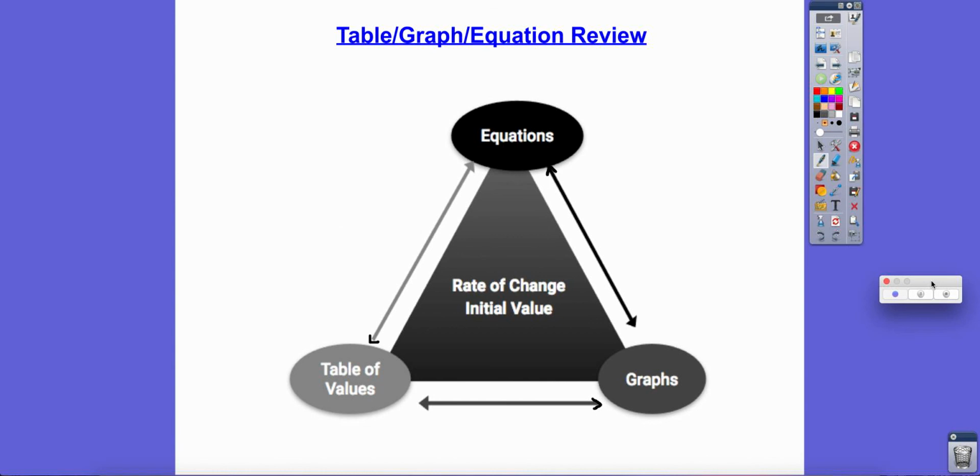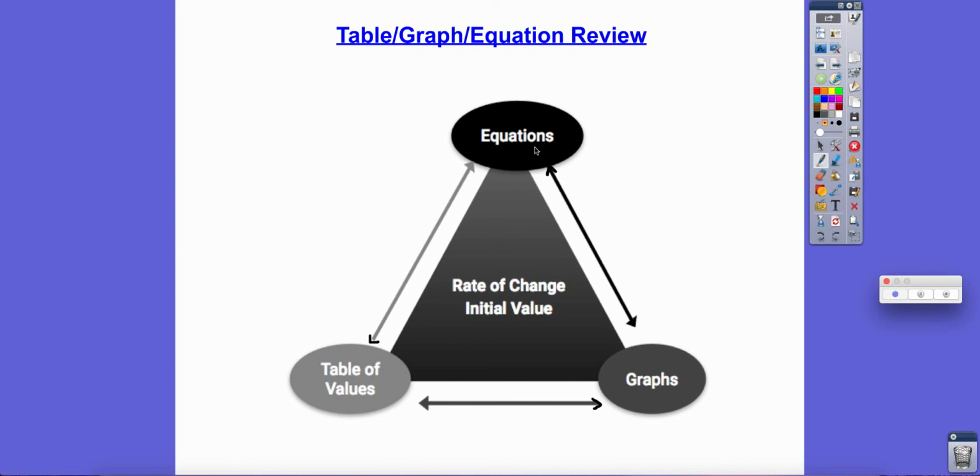All right, everybody, this video is going to be just a little review here on tables, graphs, equations, and how they're all related to each other. So I know that if I have a graph, I can make a table of values, I can write the equation, and if I have a table of values, I can write the equation and I can sketch the graph.